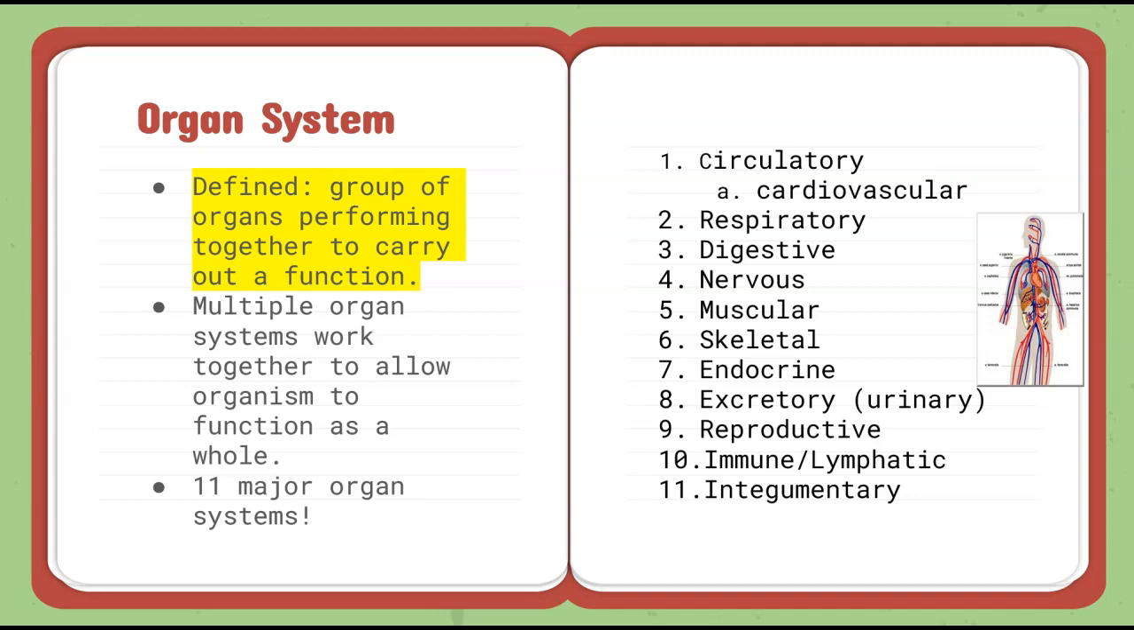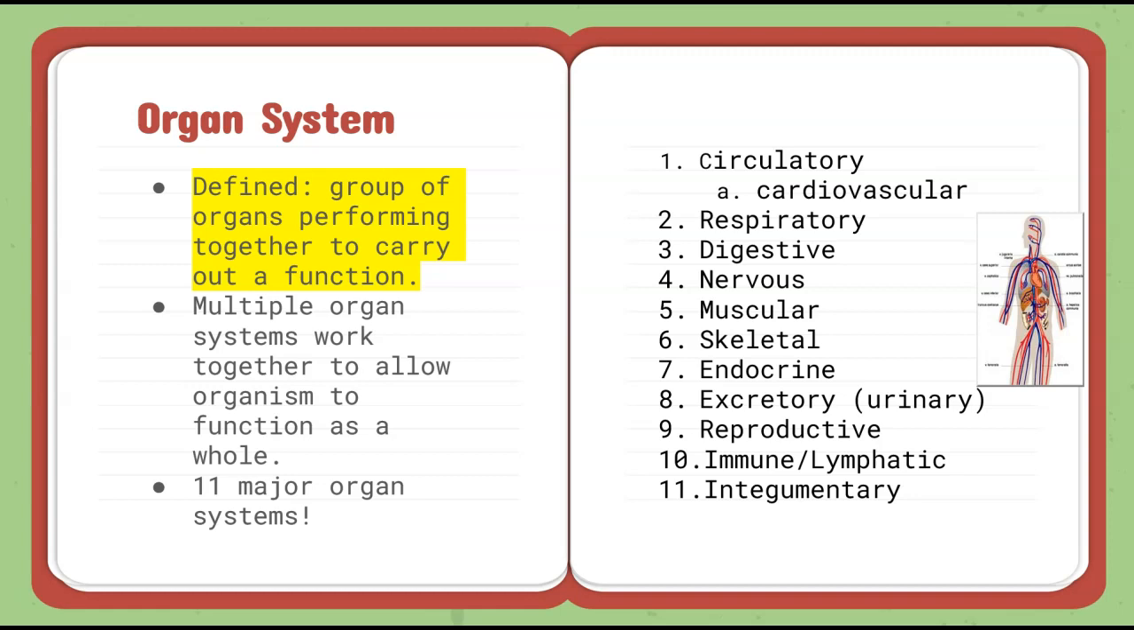Multiple organ systems can work together to allow the organism to function as a whole and survive. In the human body, there are 11 major organ systems, and we're going to try and get through all of them in the next 3 weeks. We'll spend a little bit more time on some than others, but we'll definitely cover all of them at some point. They're listed over there to the right.